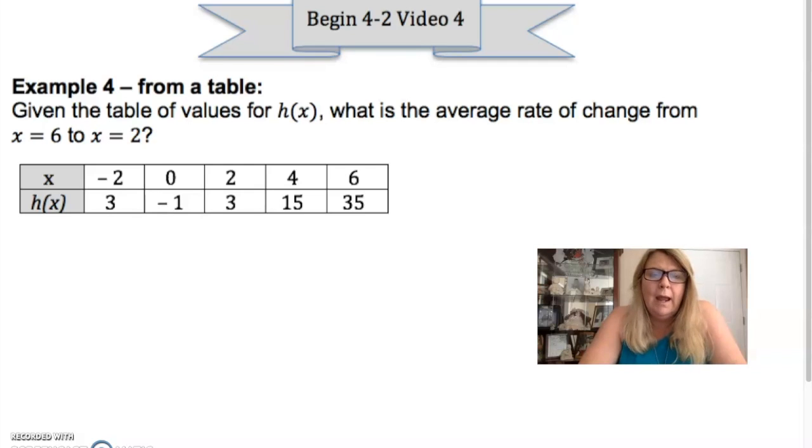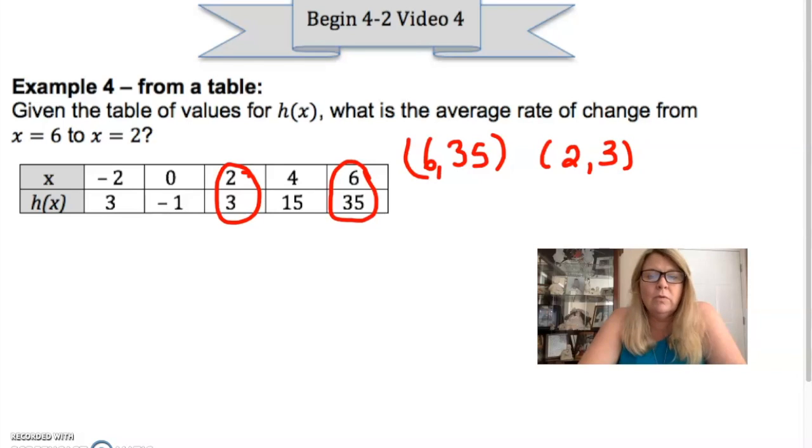It's a table, and it asks us to find the average rate of change from the interval x is equal to 6 to x is equal to 2. So if we look at that, let's first circle where we're talking about. We're talking about x is equal to 6, and that is the ordered pair 6, 35. And where x is equal to 2, that's the ordered pair 2, 3.